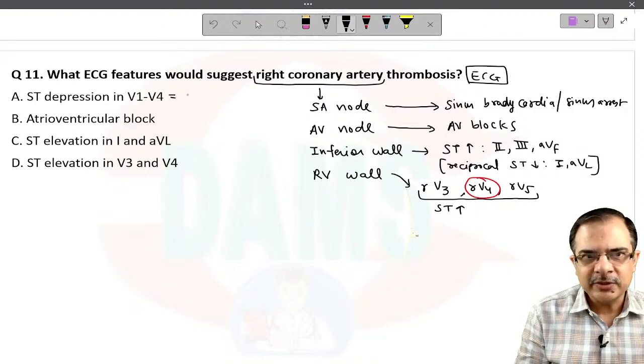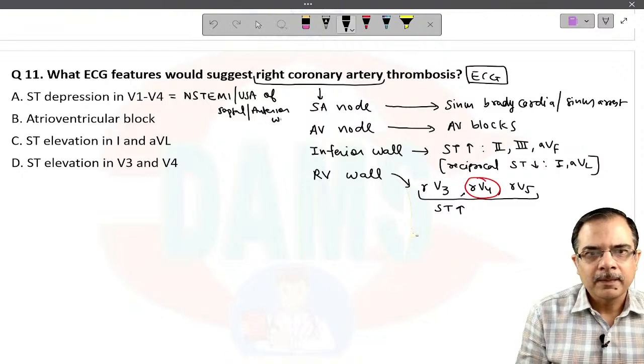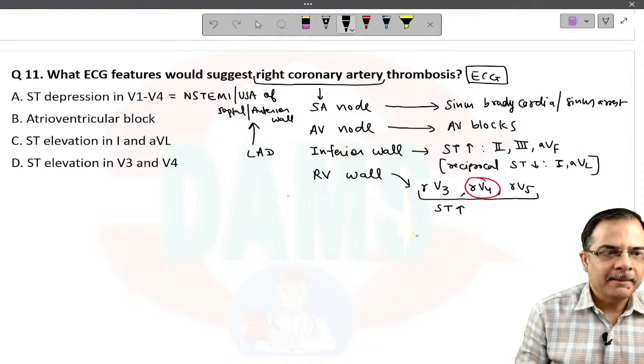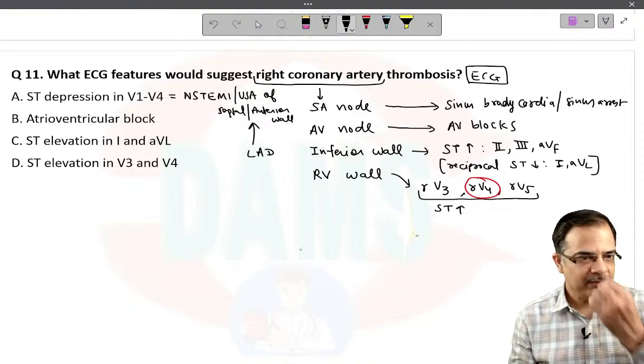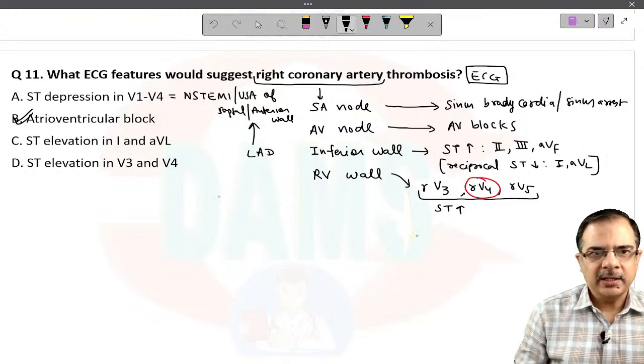This will be suggestive of non-ST elevation MI or unstable angina of the septal and anterior wall. And that is supplied by the left anterior descending artery. AV block, yes, that is the correct answer.